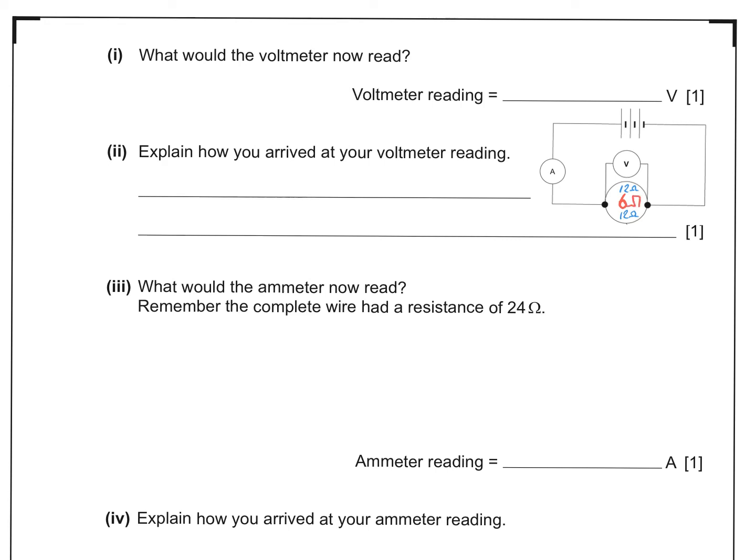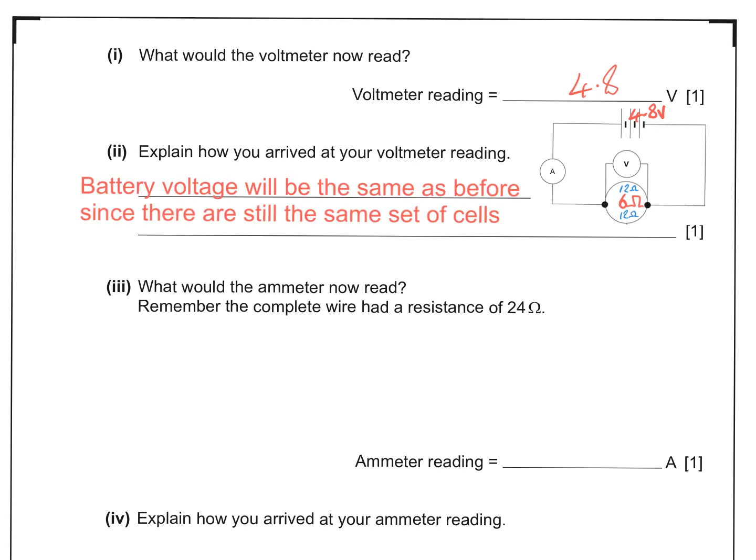Sorry, that's not very neat, but there you go. It'll behave like a 6. The voltmeter before read 4.8, and that'll be the same because it would have been reading the voltage of the power pack here, and it will continue to read that. So that's really what you want to explain here. So your battery voltage is going to be the same because it's the same set of cells as the original question.